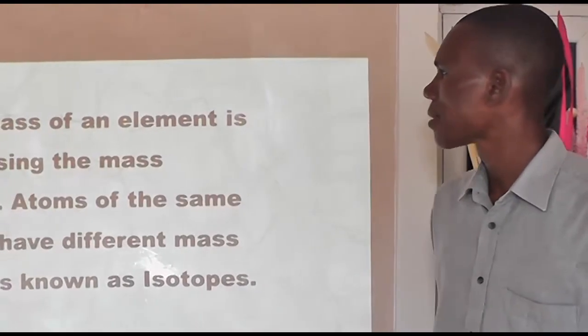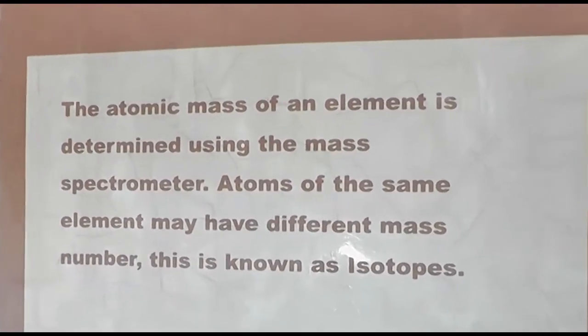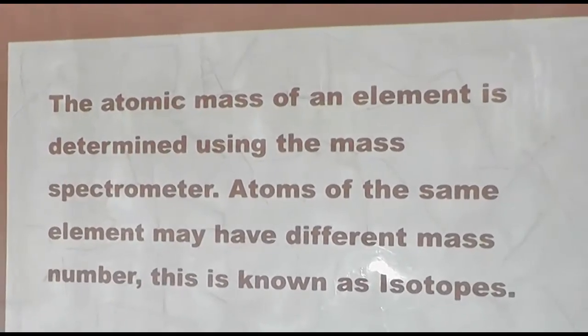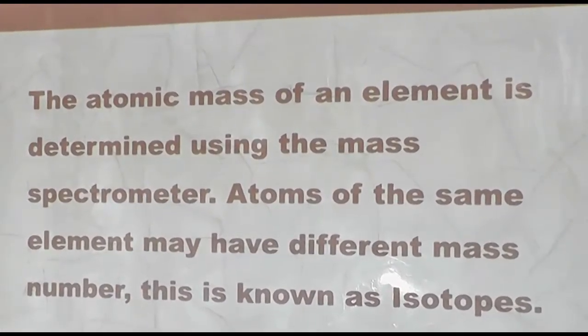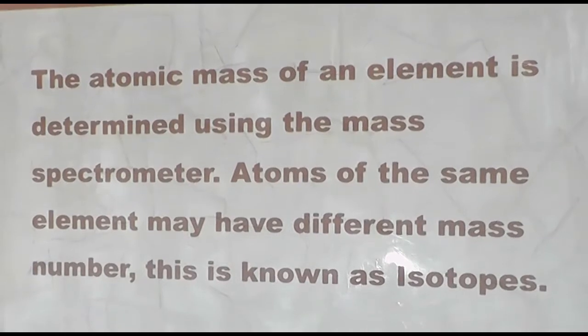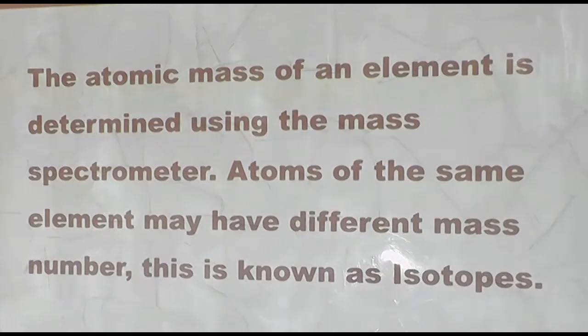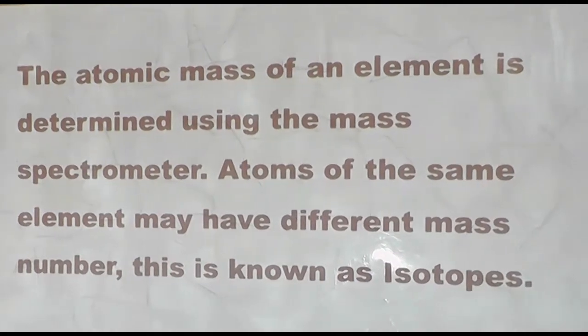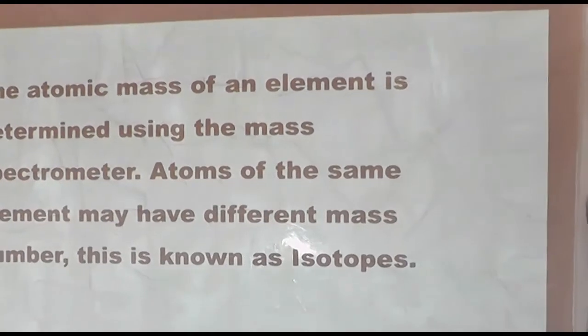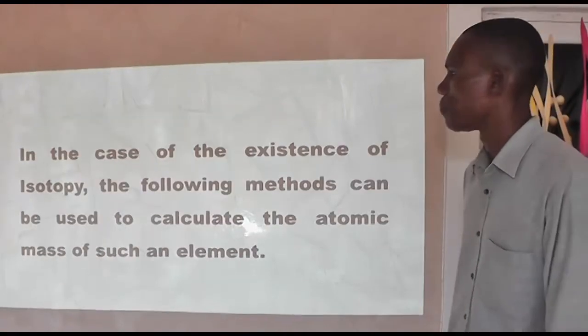Now let us quickly look at how the atomic mass of an element is determined using the mass spectrometer. Atoms of the same element may have different masses, just as we have established in the modification of Dalton's atomic theory. When they exist like this, the elements that exist in these forms are known as isotopes, and the phenomenon in which they exist is known as isotopy.